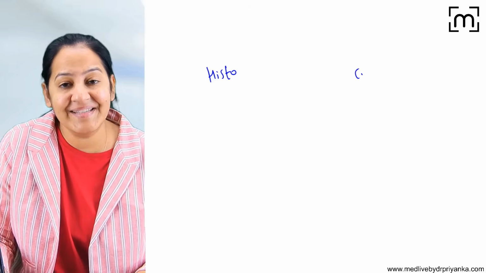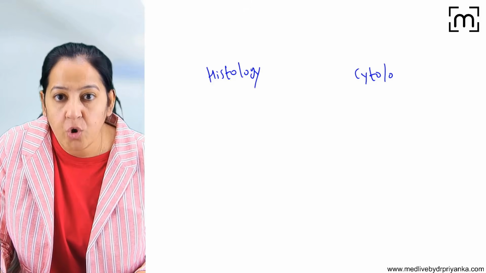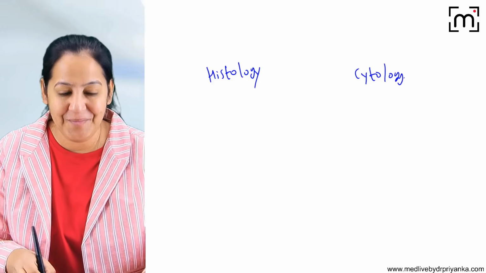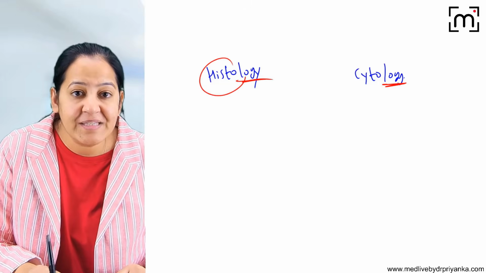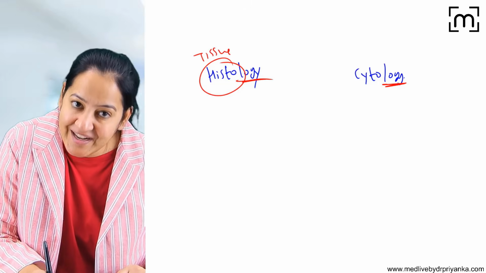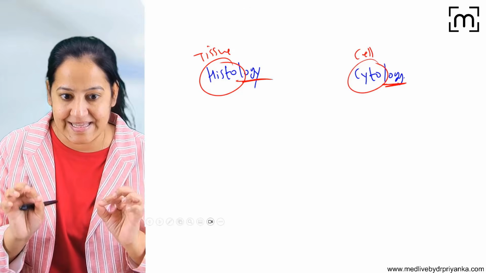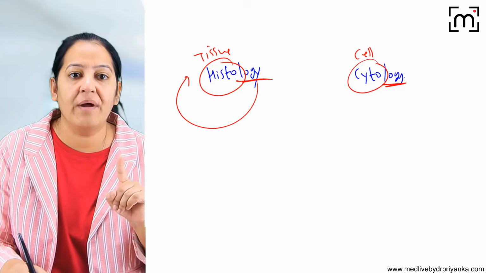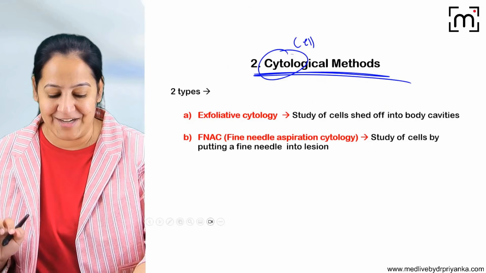Histology and cytology. Logy is the study. What do you mean by logy? Logy means study. Study of what? Histo means tissue. It is the study of tissue. So we take out tissue and process it. And cyto means cell. So it is the study of the cell. Here we are taking out tissue and looking at it and reporting. Here we take out cells. We don't take out tissue. So that is the cytological method.